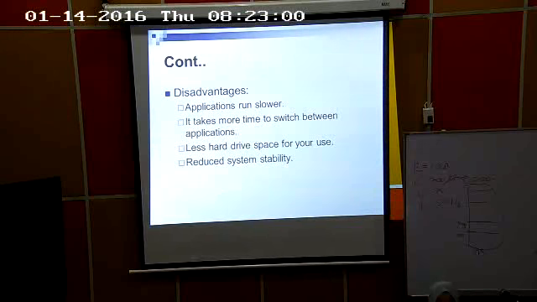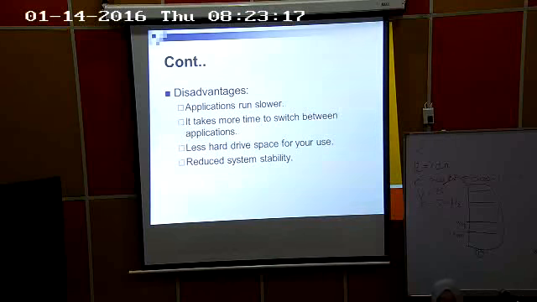When your RAM is really in a bottleneck, like sardines, we cannot go anymore. So virtual memory will support, will help. It takes more time to switch between applications. When you talk about switching applications, for example, when you want to swap your memory, memory swapping, there is less drive space for your use, and it will reduce system stability. Why? Less hard drive space.